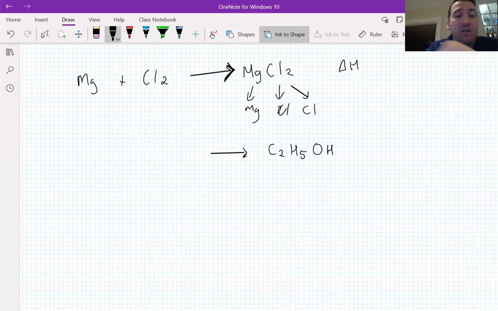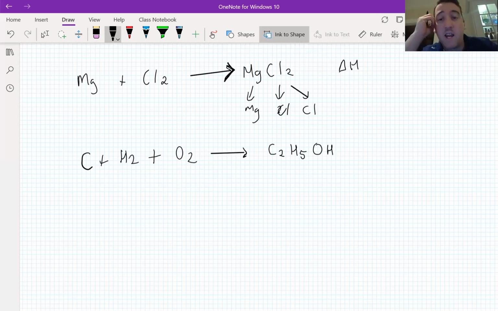So what are the elements? Well, I've got carbon, which is just C. What else have I got in here? I've got hydrogen, which is H2. And I've got oxygen, which is O2. Okay, so they are my 3 elements that are in here. I've got carbons, hydrogens, and oxygens. So after that, then we balance it.